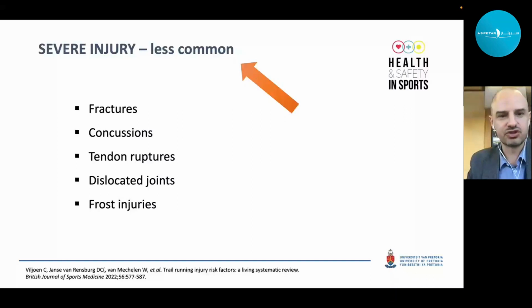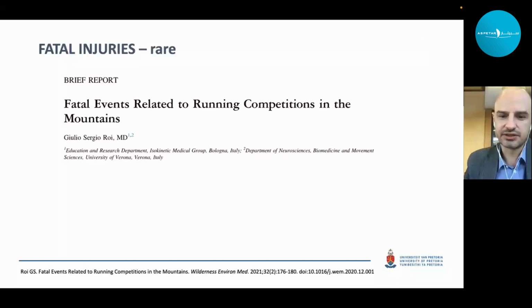There are obviously tendon ruptures and joint dislocations, and not just lower limb; we see upper limb dislocations, maybe from falling, and then obviously frost injury when you're in a more snowy environment. Here again, I want to emphasize these are rare fatal injuries. I don't want to chase people away from the sport. It is a fantastic sport that can play a big role in public health, so we don't want to chase people away. We just need to look into the consequences of this.